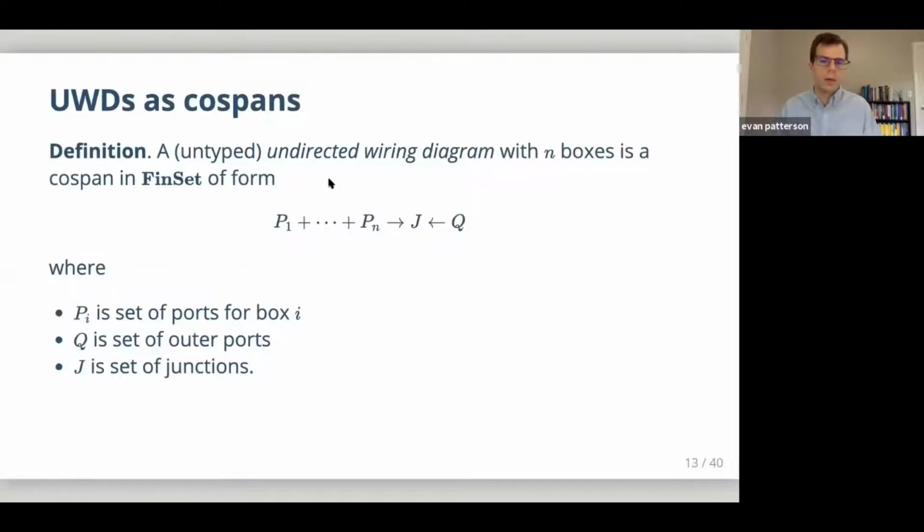Okay, so I should say first of all what an undirected wiring diagram is in a more precise way than the pictures, because the pictures are essential, but they really are depictions of a combinatorial object, and this is what it is. One way to say what an undirected wiring diagram with n boxes is: a cospan in finite sets of the following form, where you have for every box a set of ports, you also have a set of outer ports, and then all of these are connected to a set of junctions by functions. So we can think of them as cospans of that form.